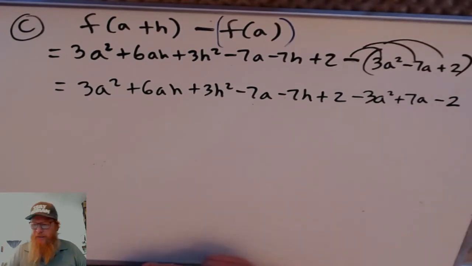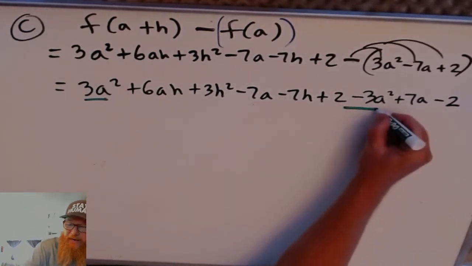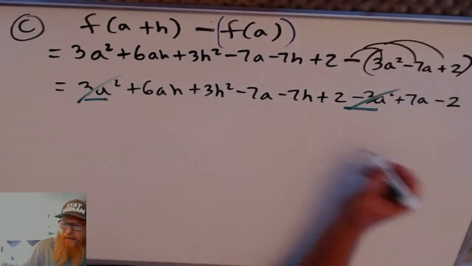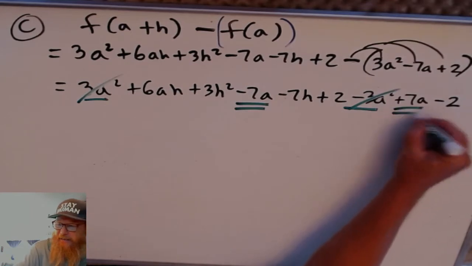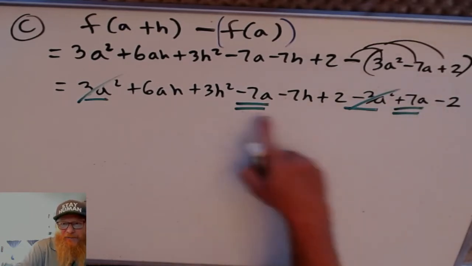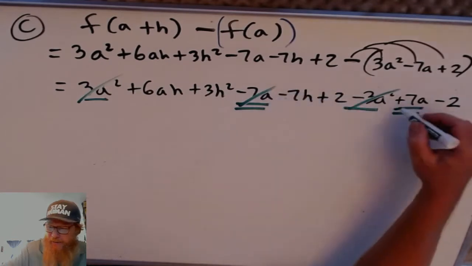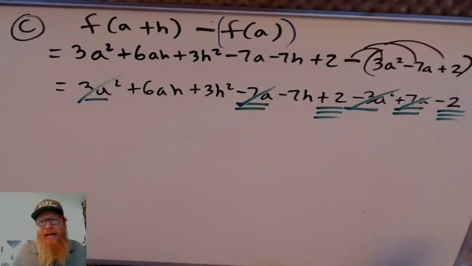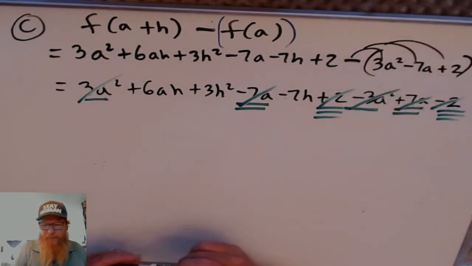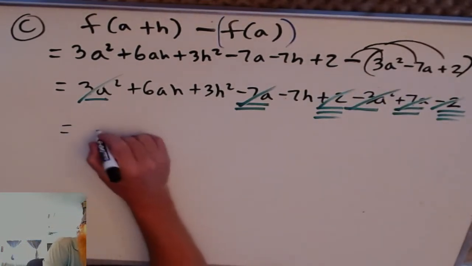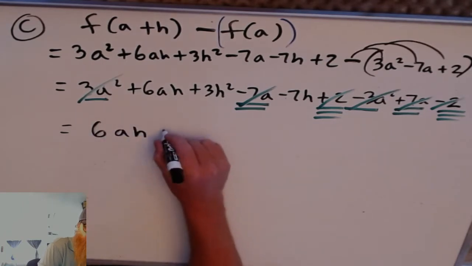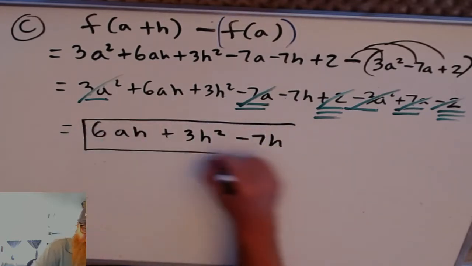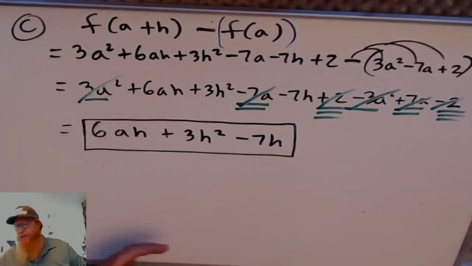And then look for like terms. 3a squared, negative 3a squared. Those are going to cancel. 7a and negative 7a, sorry, negative 7a and positive 7a. Those are going to cancel. Positive 2 and negative 2. Those are going to cancel. So your final answer is 6AH plus 3H squared minus 7H. That's your final answer for part C.